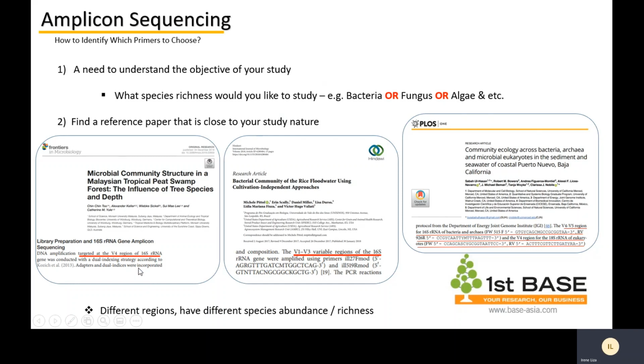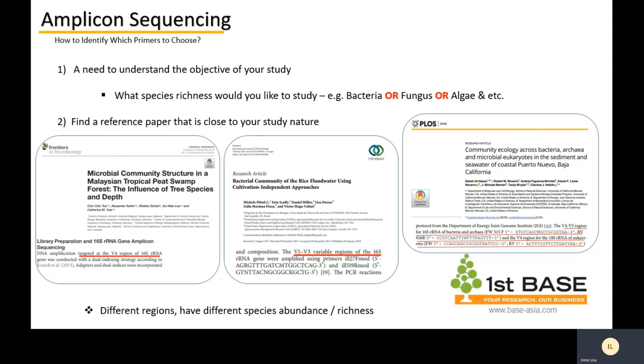Then you want to know what region they used to identify the bacteria, so scroll to materials and methods and look for the region they use. Here I have underlined in red the V4 region for 16S, so you can use this region to sequence. Before you choose this region, also check what species were found abundant or rich in that area when they used it.